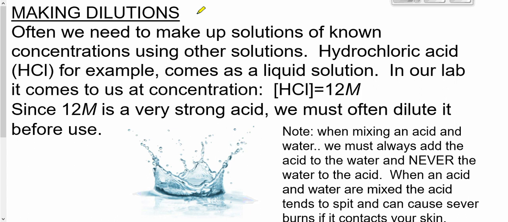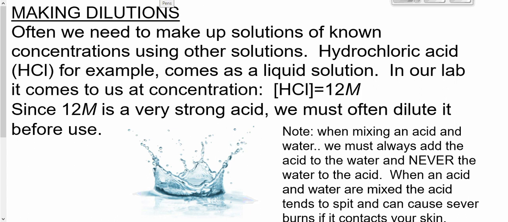Quite often in our lab, we're going to be given a liquid solution, but it's going to be too concentrated, and we're going to need to dilute it to make it safe to use. So, for example, when I buy hydrochloric acid from my lab suppliers, it comes in a 12 molar concentration. That means there's 12 moles of hydrogen chloride in every 1 liter of solution. And that's just way too concentrated for us to use for the most part.